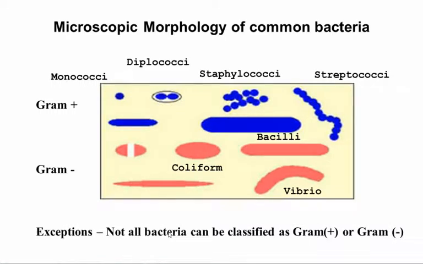Oh yeah, last thing I was going to forget. You can't classify all bacteria as gram-positive or negative. Exceptions exist. Mycobacteria, so they're acid-fast. They're not gram-positive, not really gram-negative. Some bacteria don't have a cell wall at all. They also can't be classified.